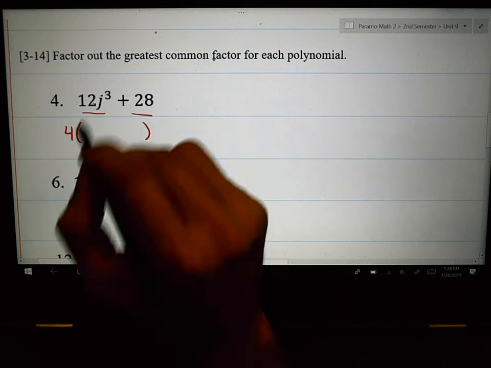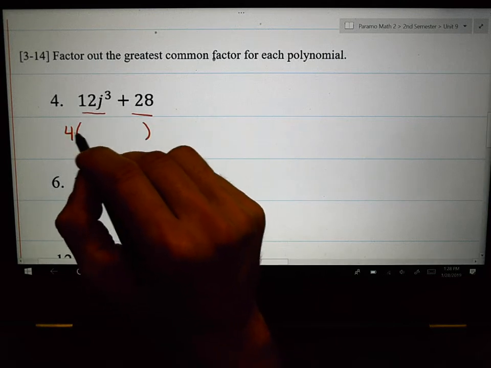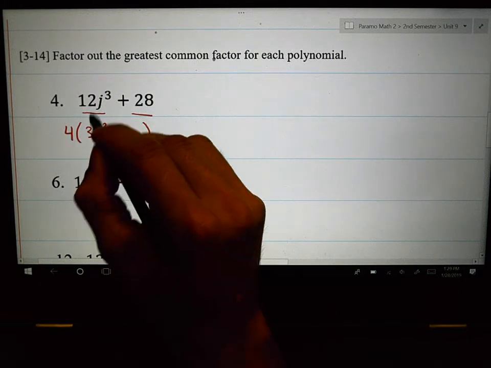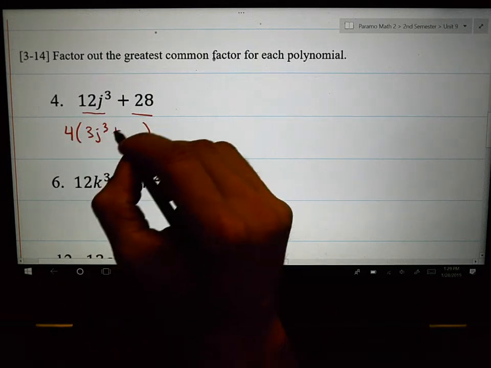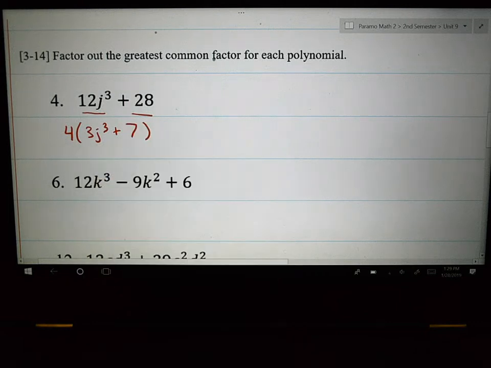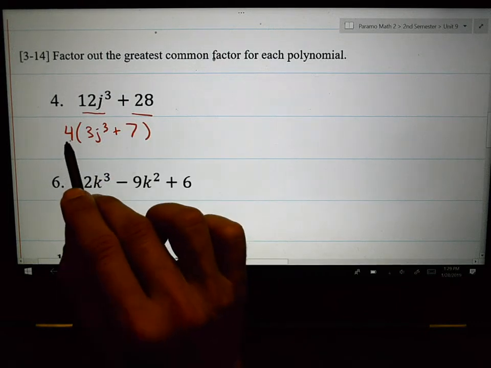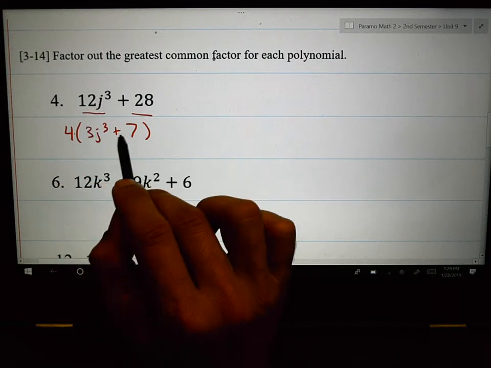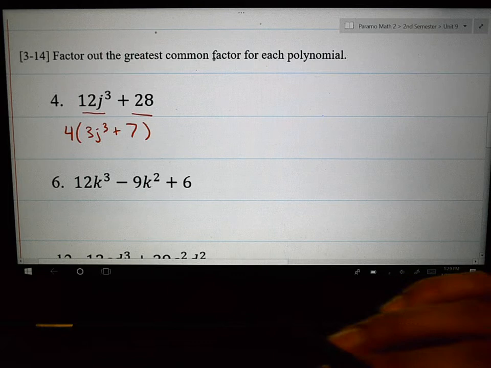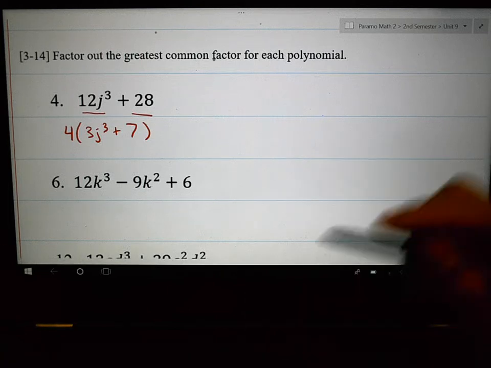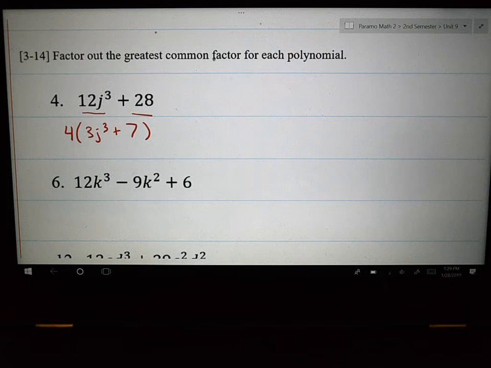4 times what is that? It's like factoring that out. 4 times what is that? It's 4 times 3j to the third. This times that is that. Plus 4 times what is 28? And it is 4 times 7. You leave the GCF in front of the parentheses. This times that should be this. This times that should be that. And it should still multiply to equal the original thing. You can always check to see if you've done it right by multiplying every single time. So keep that in mind.